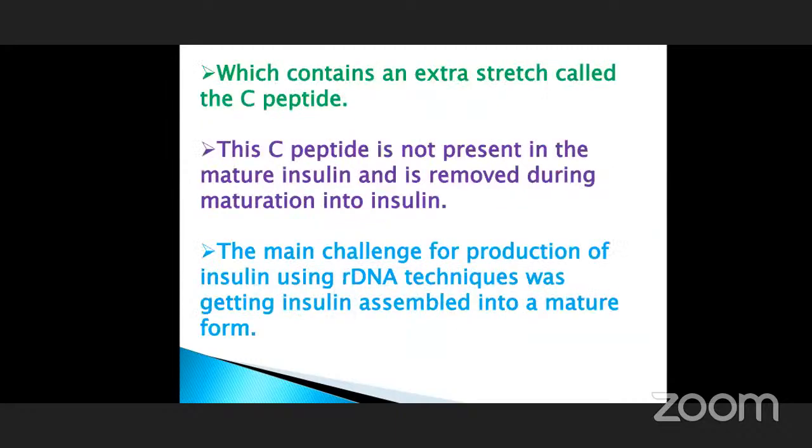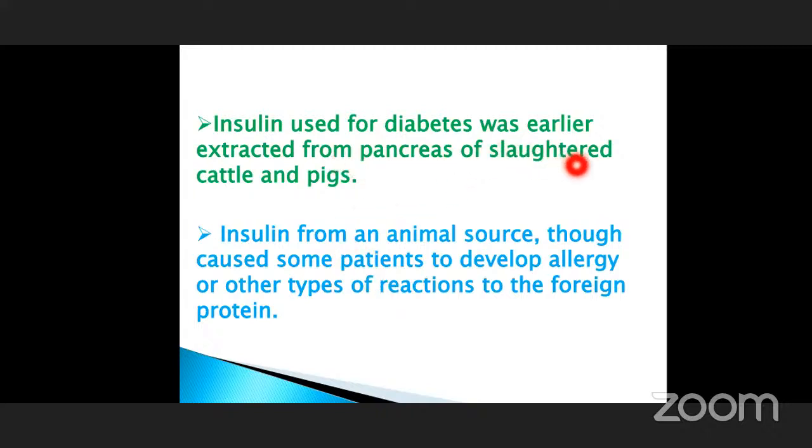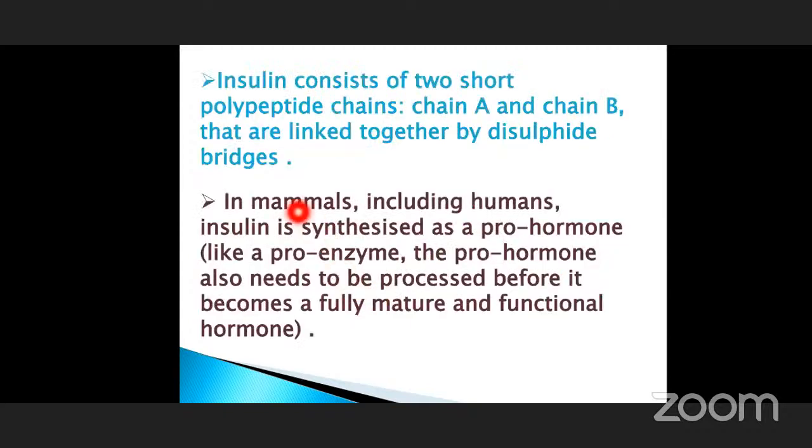Okay, it is about insulin production. Insulin is one type of hormone which is secreted by our pancreas, but in some diabetic patients the pancreas is unable to synthesize insulin. In those cases, they have to take artificial insulin. In earlier days, insulin was extracted from the pancreas of slaughtered cattle and pigs. Means these cattle and pigs are killed to extract the insulin from their pancreas. But that insulin can show some side effects like allergy to diabetic patients. So that's why insulin is produced in the laboratory within a short period through rDNA technology.